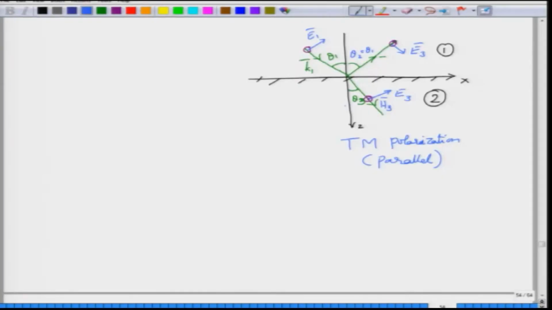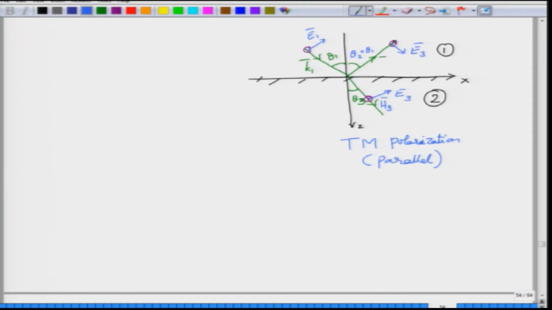So, we begin by recalling this figure that we had drawn earlier. There are two media which are separated by the z equal to 0 plane. The normal to the interface is along the z direction, and we were considering what is called transverse magnetic polarization, in which the electric fields are given in this particular manner. The magnetic field associated with electric field E1 would be coming out of the board perpendicularly, and magnetic field H3 would also be coming out in the same manner.